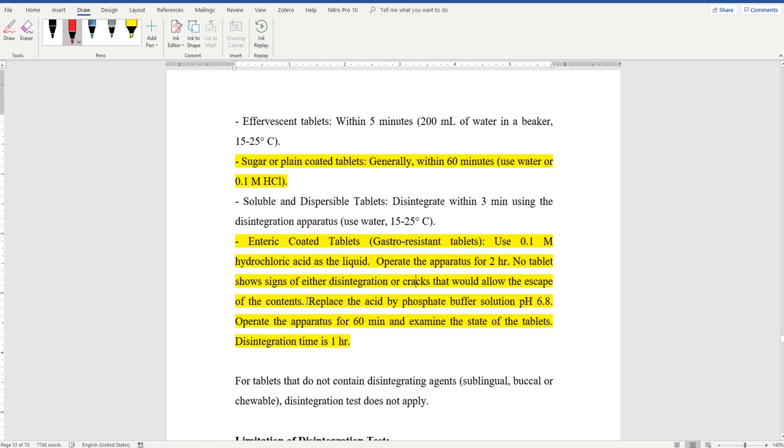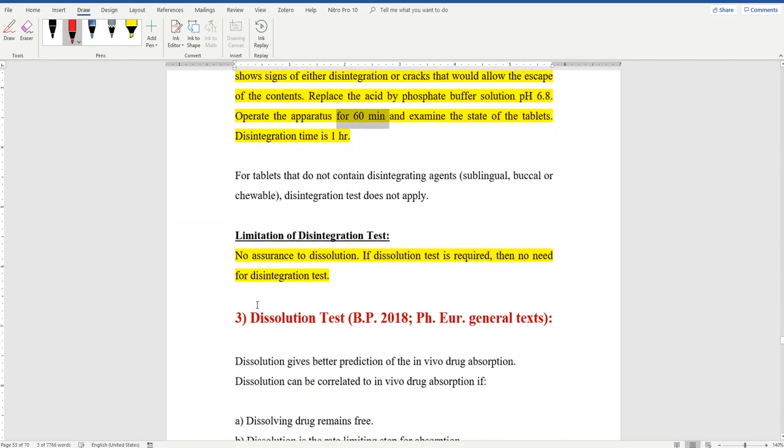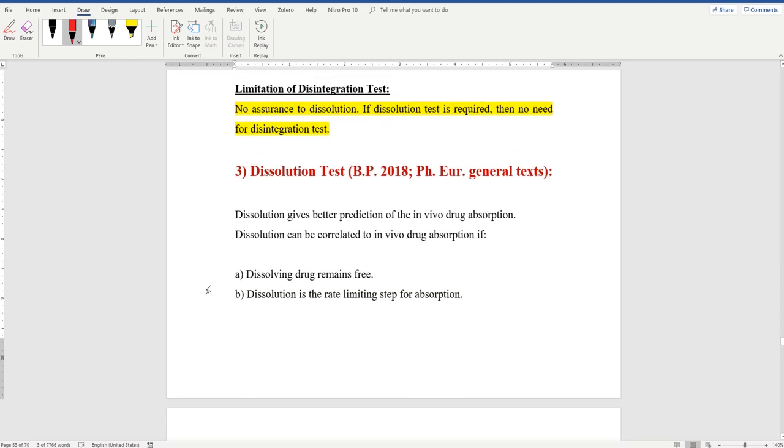When you take the same tablets after 2 hours in acidic medium and you place it in phosphate buffer that has a pH of 6.8, meaning similar to the intestine pH, and you operate for 60 minutes, it should disintegrate within 1 hour. Then you should memorize these 3 conditions. Of course the limitation, as I said, is that disintegration does not guarantee dissolution. If dissolution test is required, no need to do disintegration test.